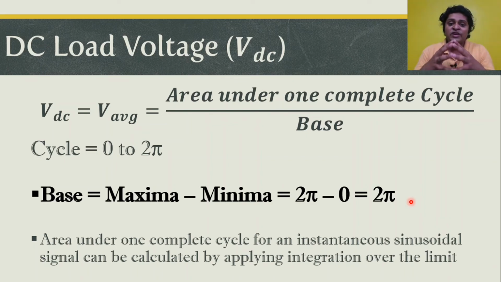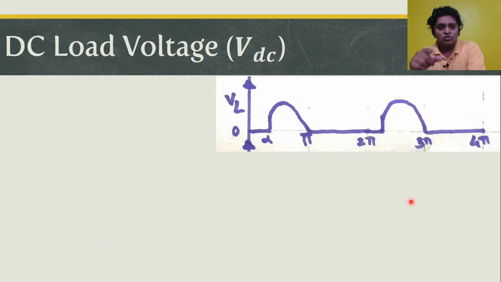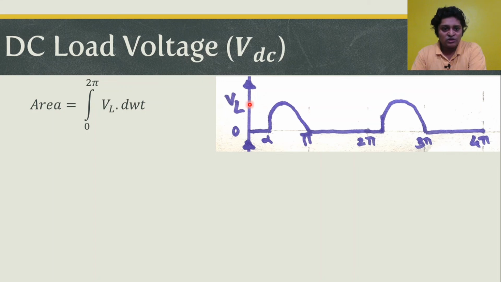Now to calculate the area under one complete cycle, as it is an instantaneous sinusoidal signal, we need to apply integration over this particular waveform. So let's see how we can apply the integration. This is the load voltage waveform, where we would like to calculate the DC or average voltage. So if I apply integration over the load, that will be integration over the limit from the starting point to the ending point of the load voltage with respect to omega t.